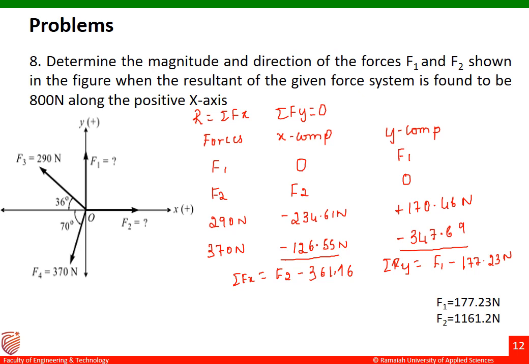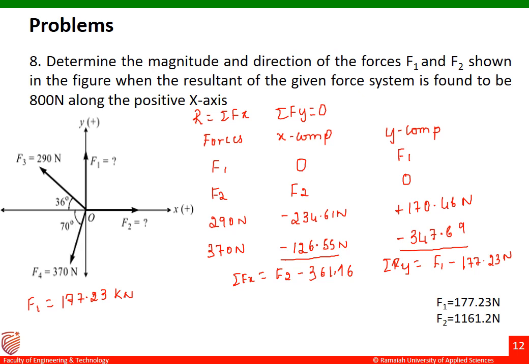Okay, so let us go for the given condition here. Summation Fy is equal to 0. So we'll apply this condition here. Okay, so F1 is equal to 177.23. So when you apply that condition, summation Fy equal to 0, you are going to get the answer for F1 as 177.23 kilo Newton. So this is my first force, F1.